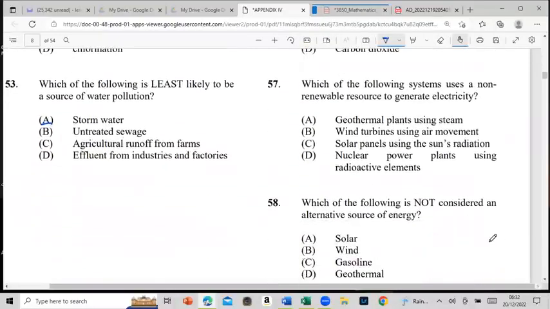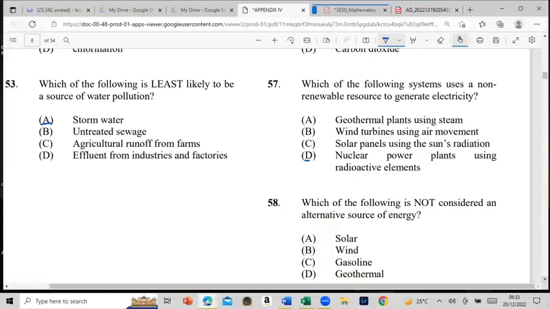Which of the following systems uses a non-renewable source of resource to generate electricity? A. Geothermal plants using steam. B. Wind turbines using their movement. C. Solar panels using sun radiation. D. Nuclear power plants using radioactive elements. And that would be D, nuclear power plants using radioactive elements.